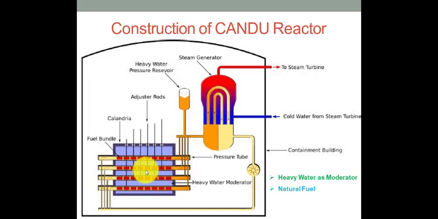Fuel channel runs from one end of the calandria to the other end. Each channel within the calandria has two concentric tubes. The outer tube is the calandria tube and the inner one is the pressure tube. The inner tube holds the fuel and pressurized heavy water coolant. This design allows the refueling of the CANDU reactor within the real operating condition.